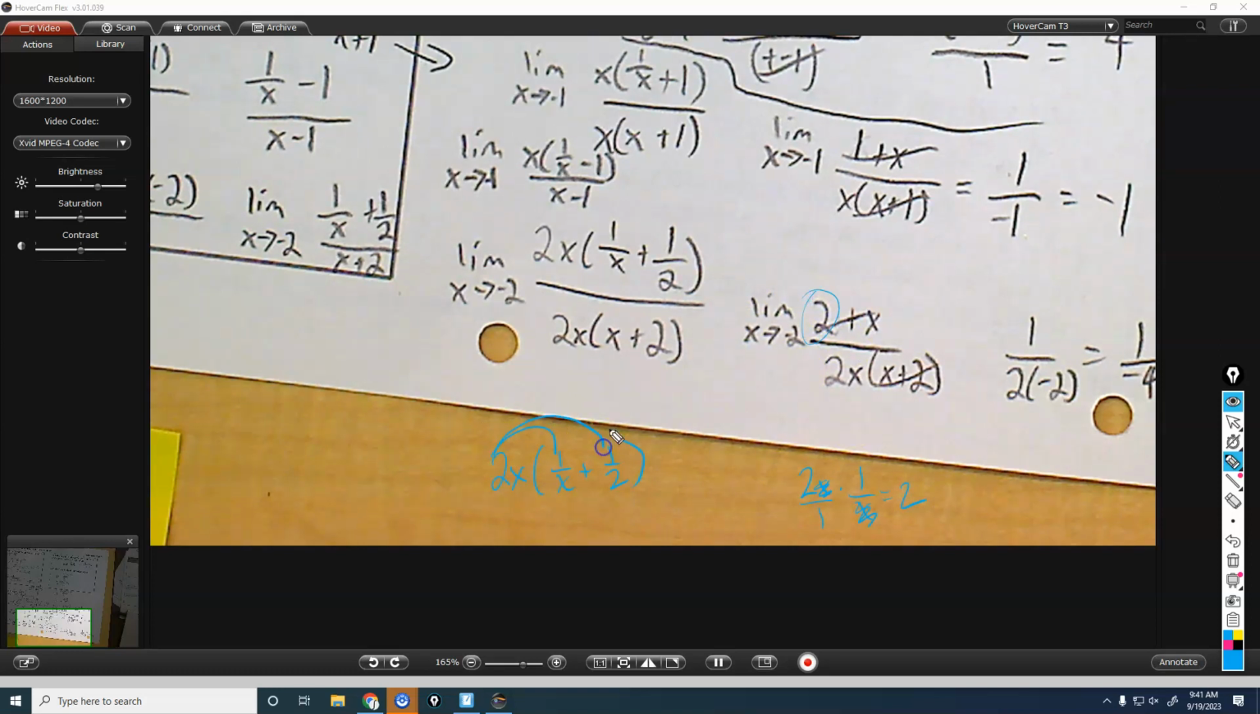And then you distribute right here, 2x times 1 over 2. That's over 1. The 2's cancel, and you just get x. That's what Jeremy has here. So you can multiply by that common denominator, and then you get a 2 plus x. It cancels with the bottom. You plug in -2, and you get -1/4. Okay, questions there?